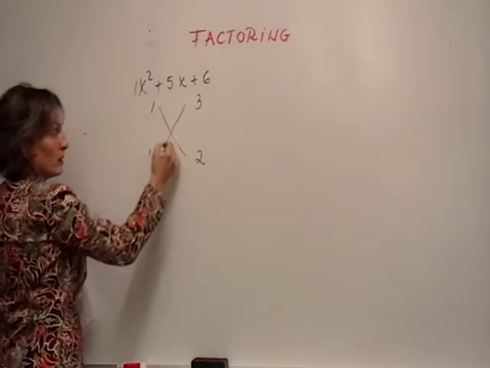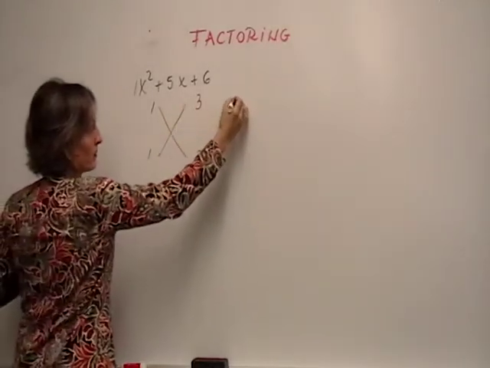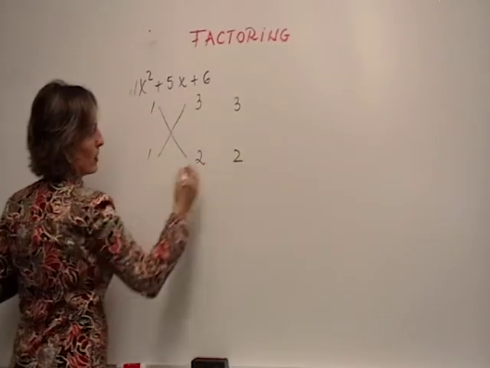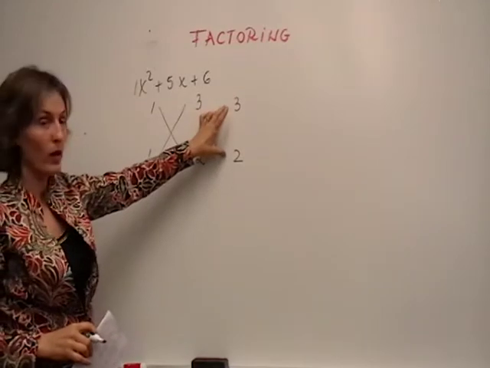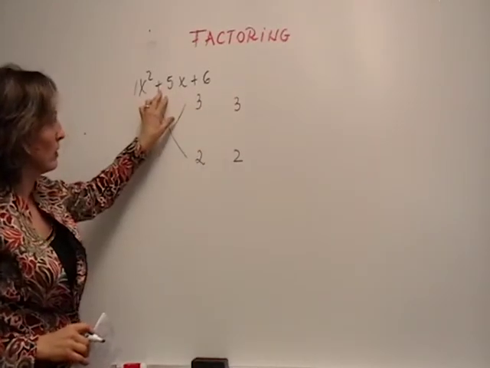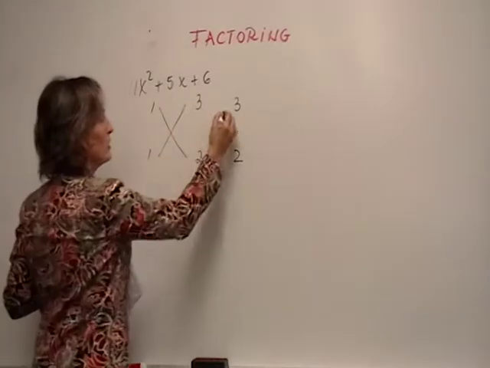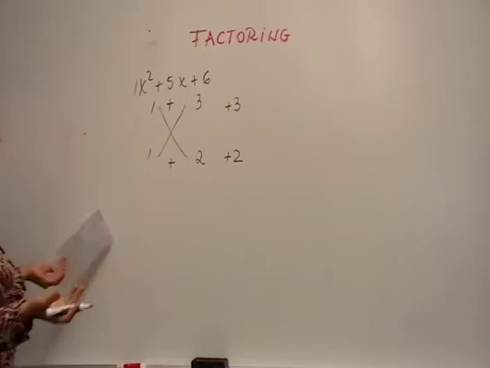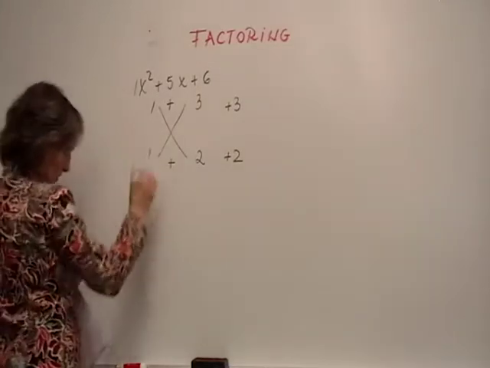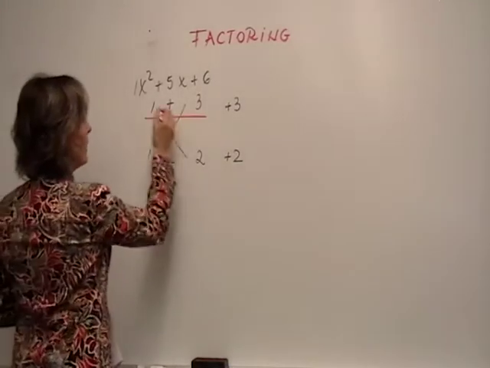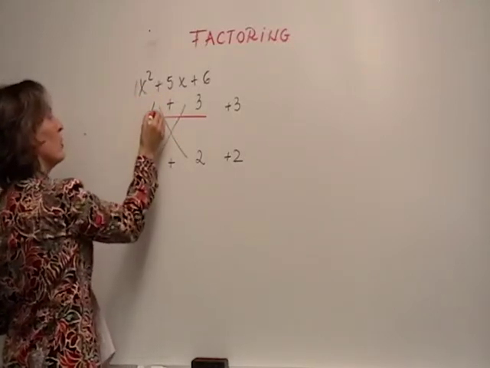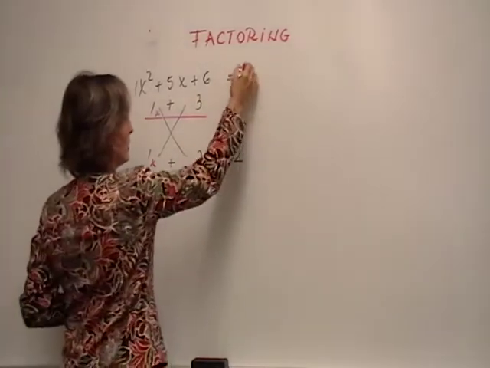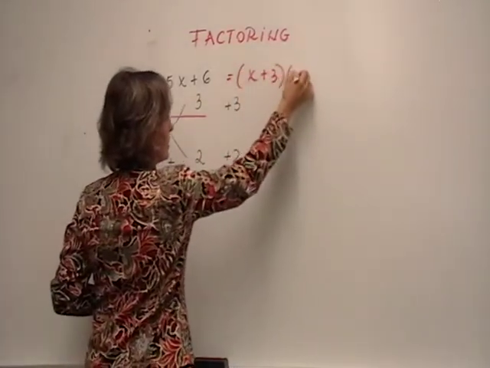Now, multiply across. 3 times 1 is 3. And 1 times 2 is 2. Which kind of sign should I have for each one of them to get positive 5? Positive, right? Good. So this is positive and this is positive. And now how do I write my factorization? You have 1x, remember these are the factors of x, 1x plus 3 and 1x plus 2. So the answer is x plus 3 times x plus 2.